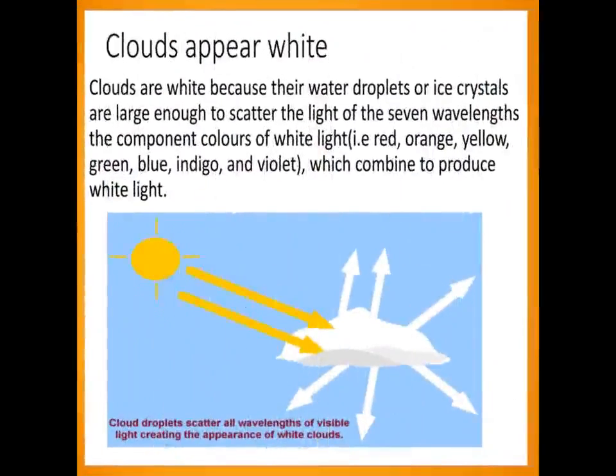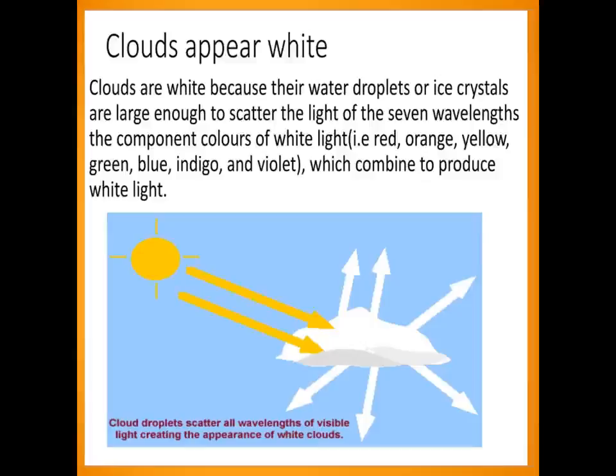Now, have you noticed the clouds? They appear white in color, isn't it? Why are the clouds white in color? Clouds are white because their water droplets or ice crystals are large enough to scatter light of all 7 wavelengths. The component colors of white light, red, orange, yellow, green, blue, indigo, violet, combine to produce white light. Have you understood?